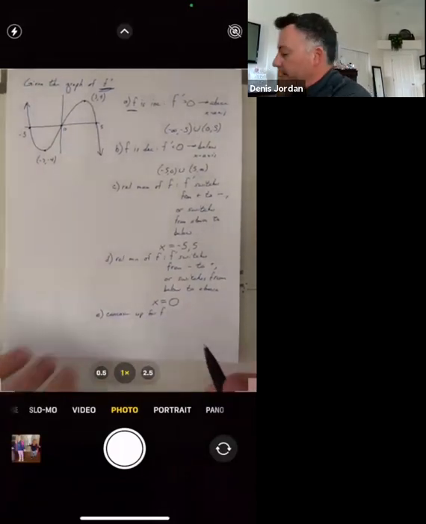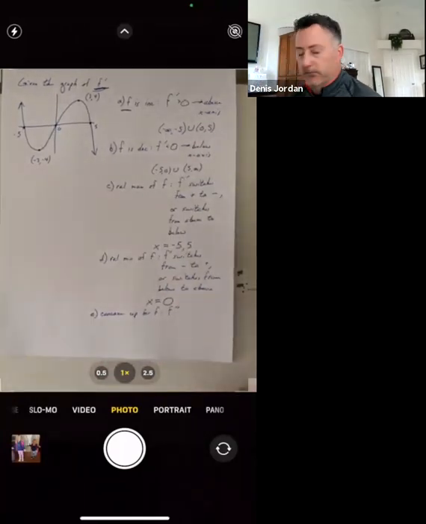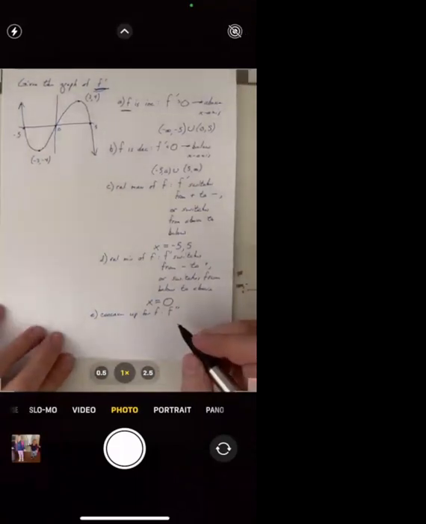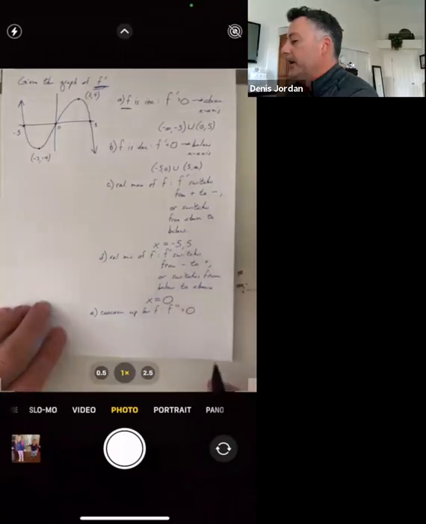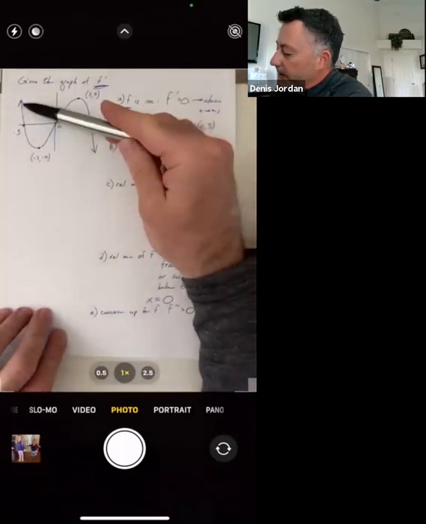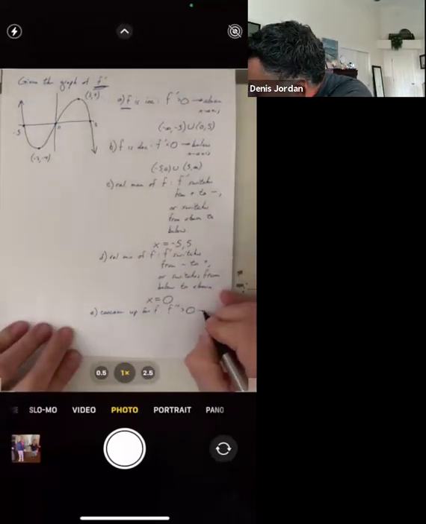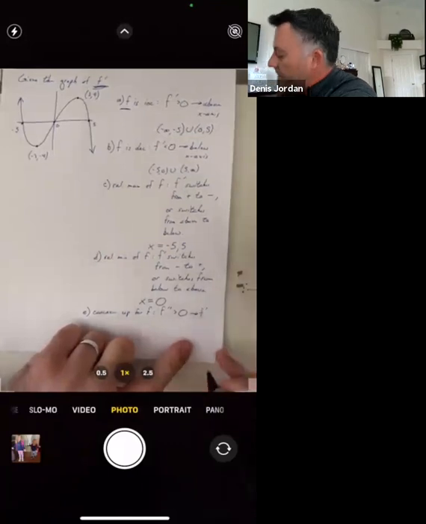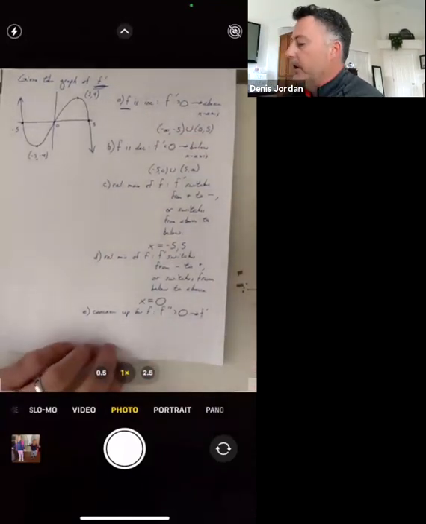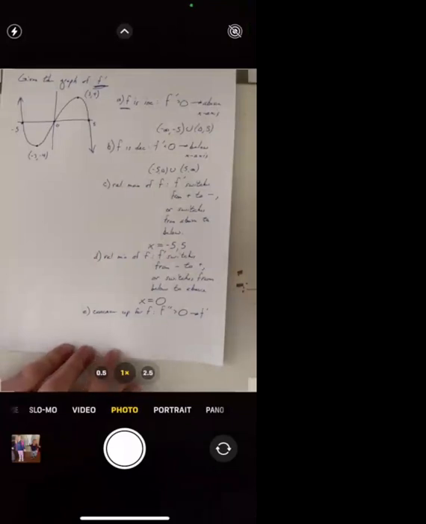Okay, so if the function is concave up, what does the second derivative have to be? Positive. All right. So again, you don't have the second derivative. You have the first derivative. So now you kind of have to link it to that first derivative. So if the second derivative is positive, what is the first derivative doing? The first derivative is increasing.